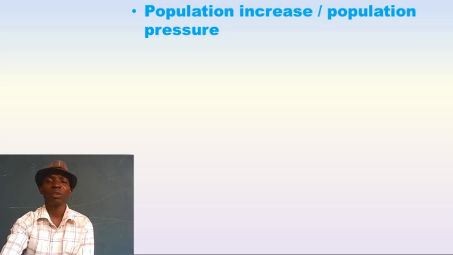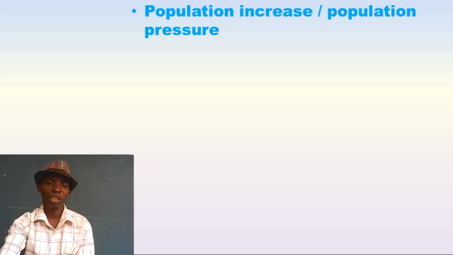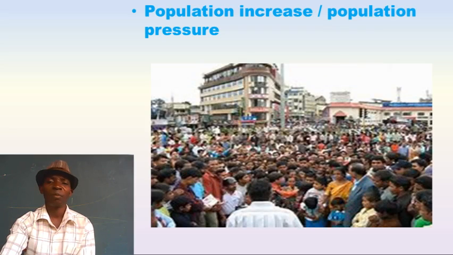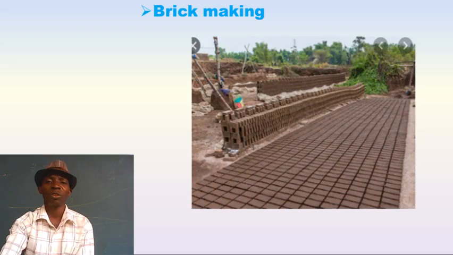There is also population pressure or high population. High population can lead to land degradation. Another cause, you have seen in the picture there, people are so many. Then another cause of land degradation is brick making, as it is shown in the picture there.